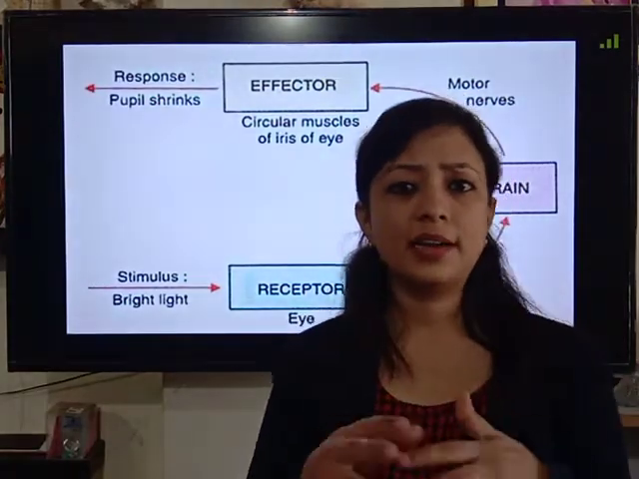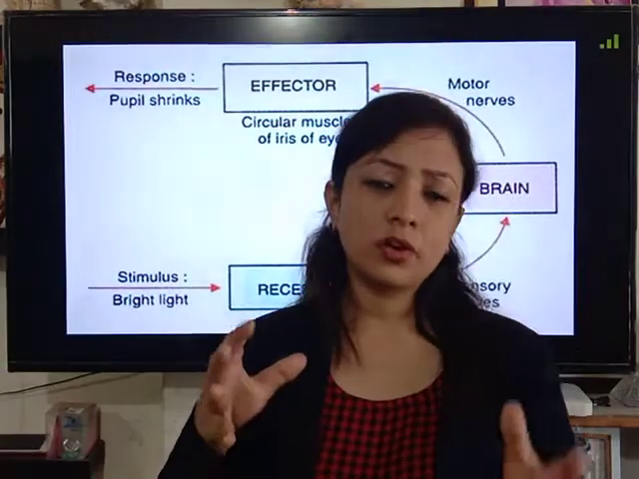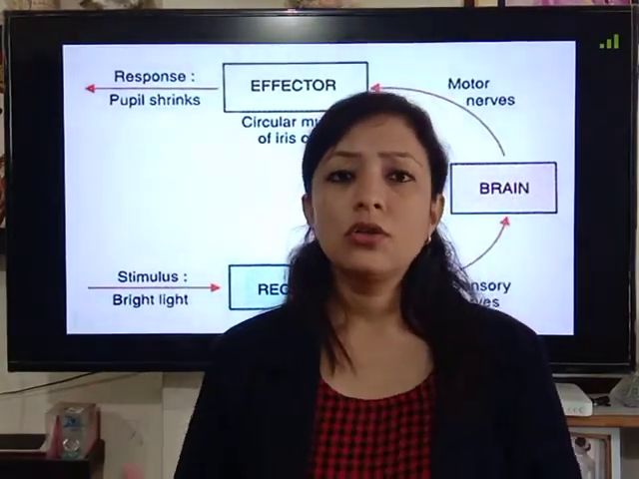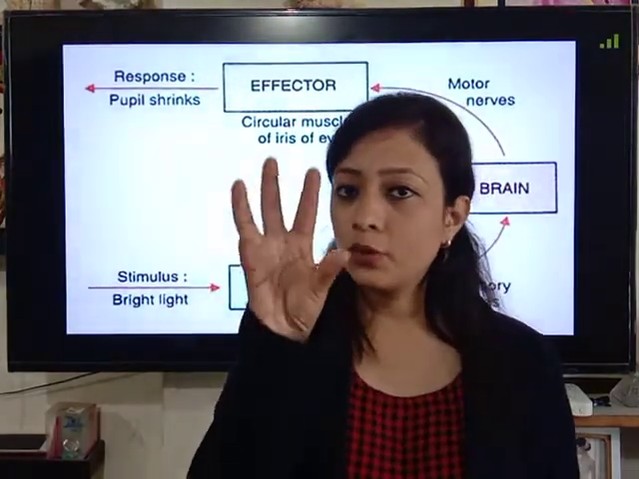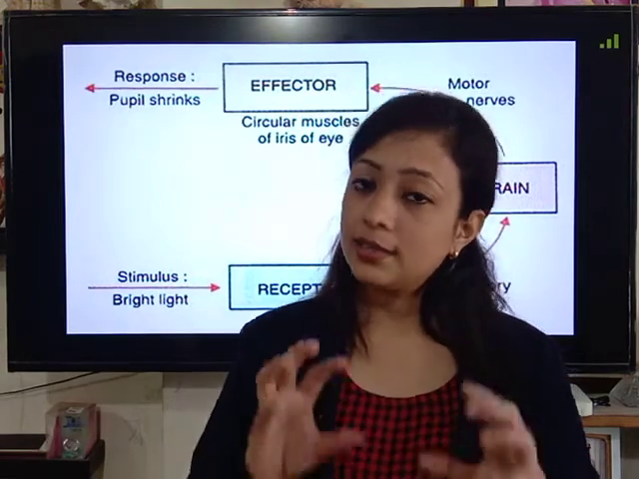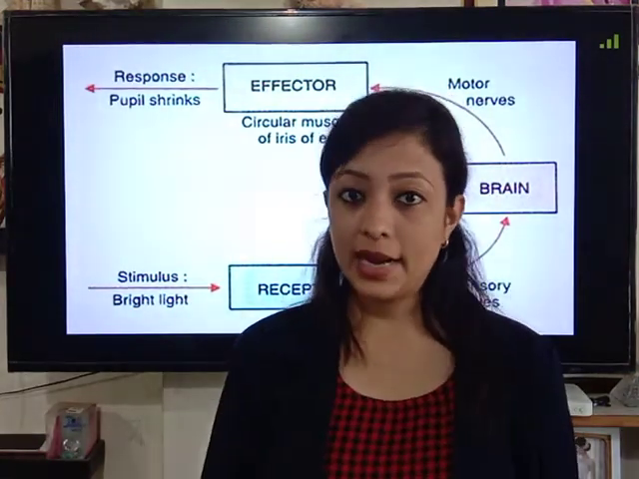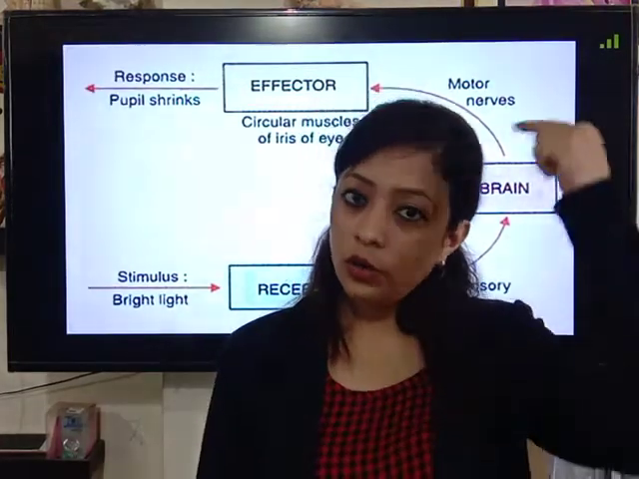What happens if bright light enters our eyes in a very large amount? That will cause damage to our eyes. So in order to protect our eyes, the size of the pupil decreases as the muscles in the iris contract, and this is the response to bright light. In this process, the spinal cord is not involved, only the brain is involved.